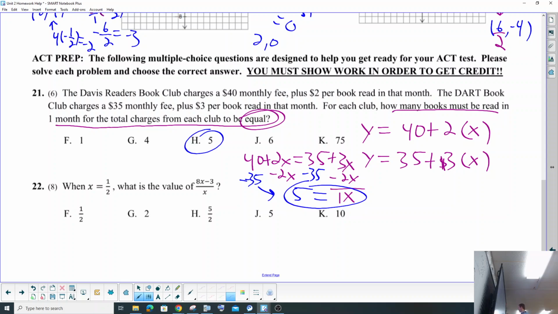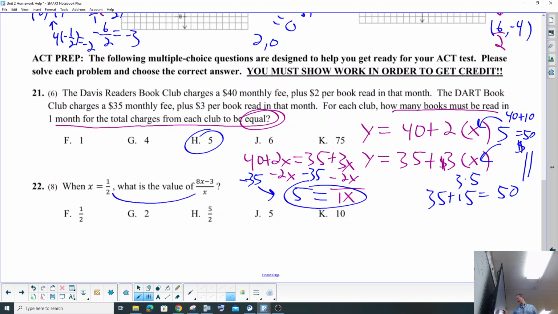And if you plug it in, you get 5 times 2 is 10. And 40 plus 10 is $50 for 5 books. And if you plug 5 in here, 5 times 3 is 15. And 35 plus 15 is $50. They equal each other. So you try number 22 on your own. You're just going to take a half and plug it in there and plug it in there.